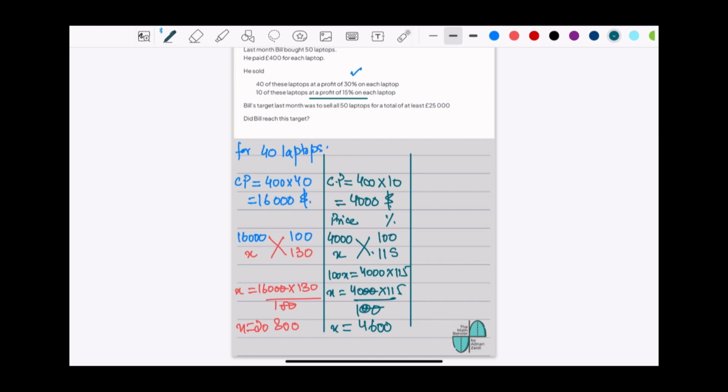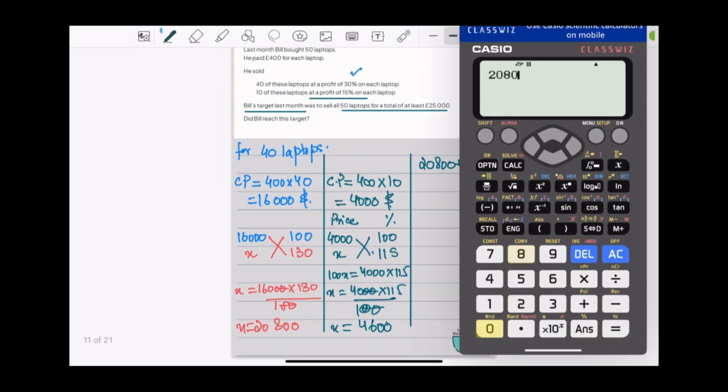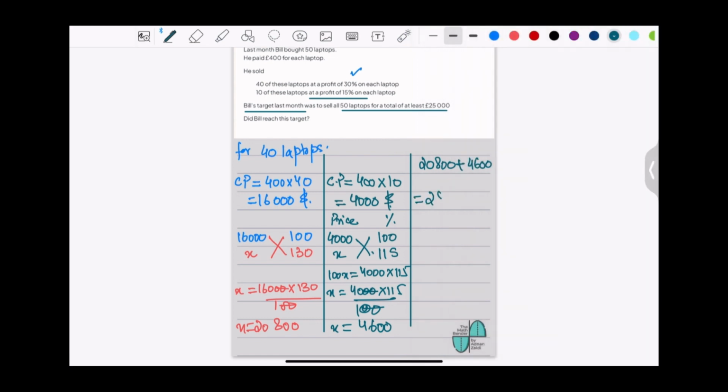Now, Bill's target last month was to sell 50 laptops for a total of at least 25,000. So, let's take out the total price he had received. So, 20,800 plus 4,600, which gives you 25,400. So, the total money that he received was 25,400, which is more than 25,000, which means a yes.